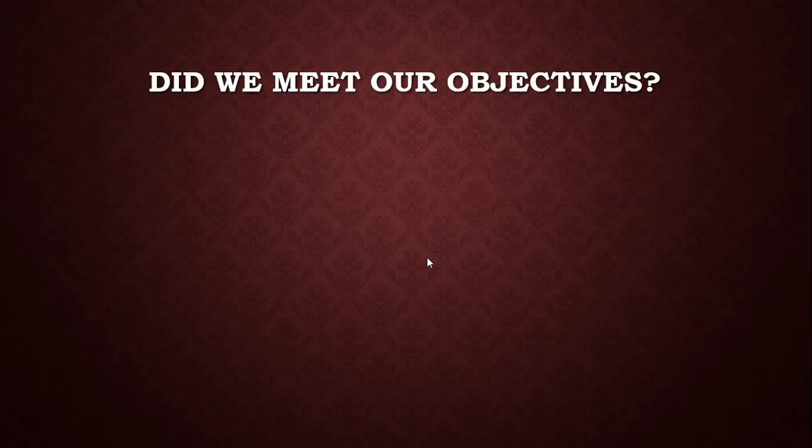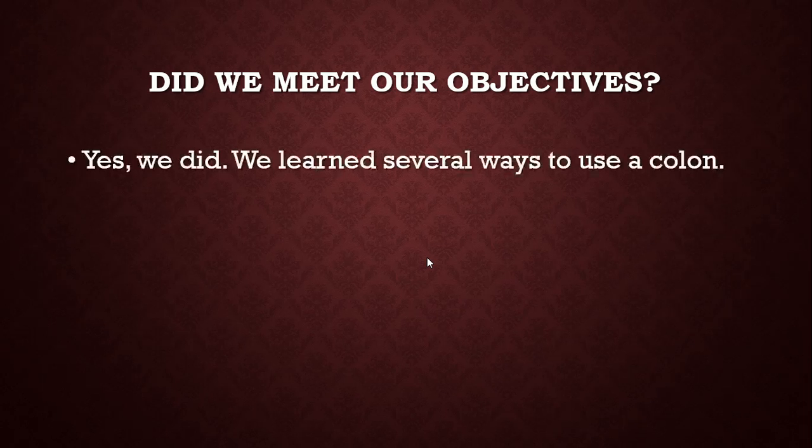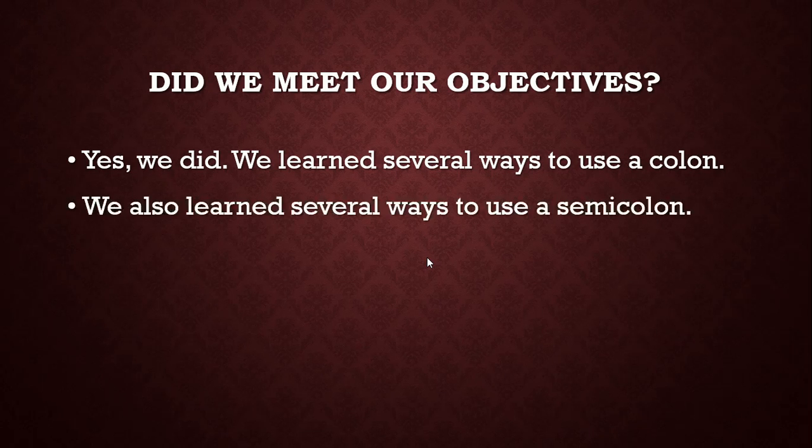Did we meet our objectives for today? Yes. We learned several ways to use a colon, easy ways and more complicated ways to use them. And then we also learned several ways to use a semicolon. One easy way, like cities and states, and then more complicated ways, like when we see them in sentences. If you have any questions, let me know. That is all that we have for today.